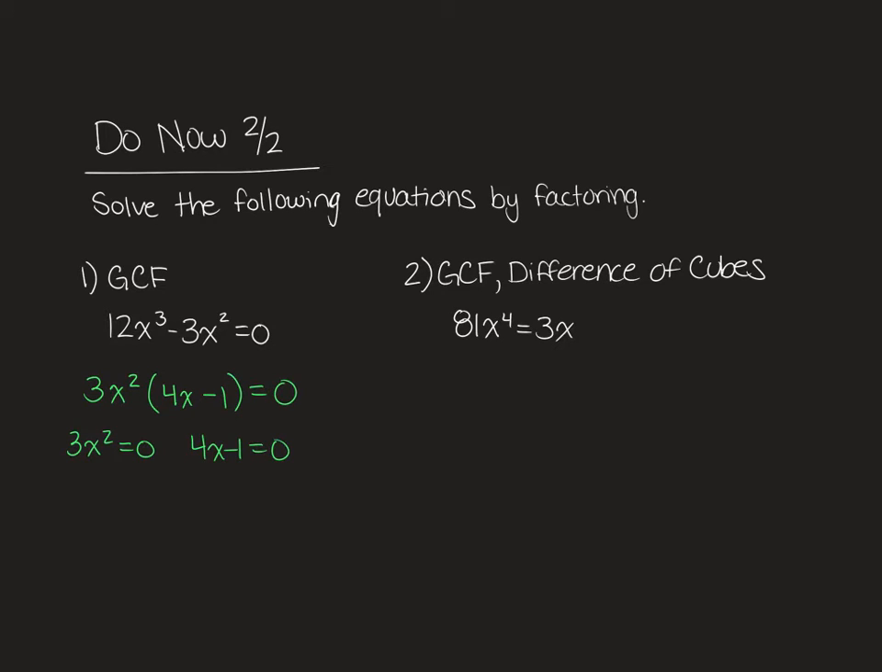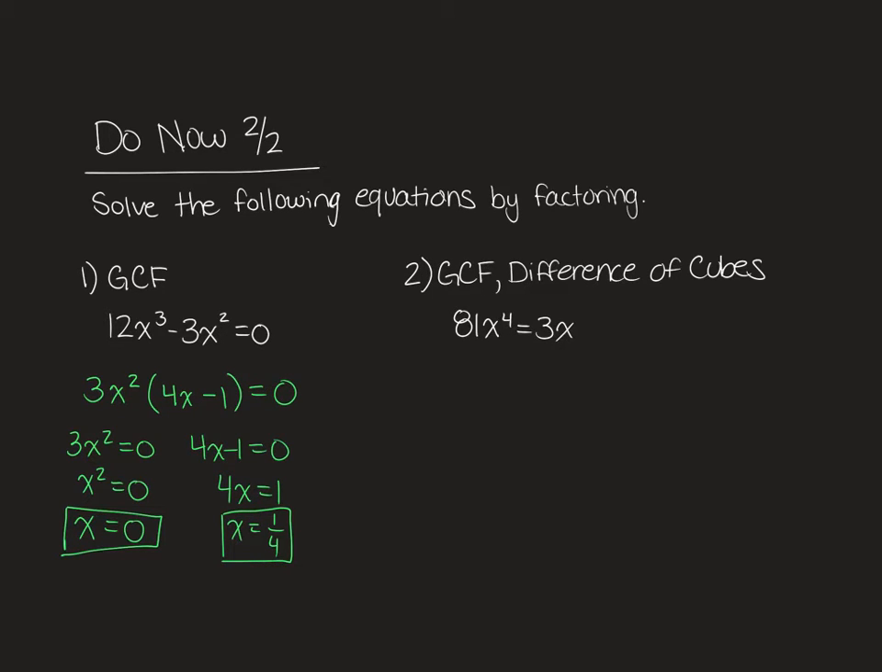So for this first one, divide by 3 on both sides, you will get x squared is equal to 0. If you take the square root of both sides, the square root of 0 is still 0. So that's your first solution. For the second one, 4x minus 1, add 1 to both sides, and then divide by 4. So x will equal 1/4. And those are your two solutions.